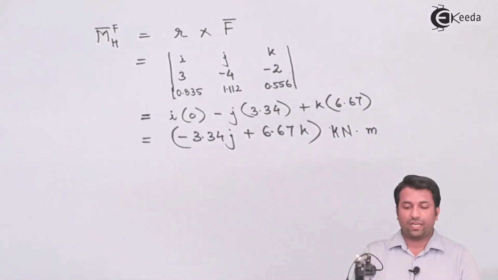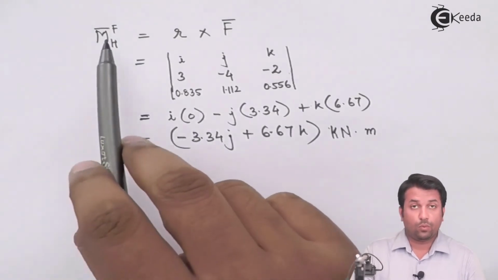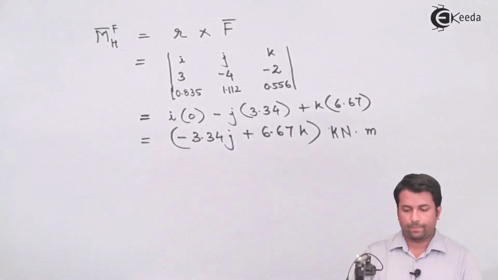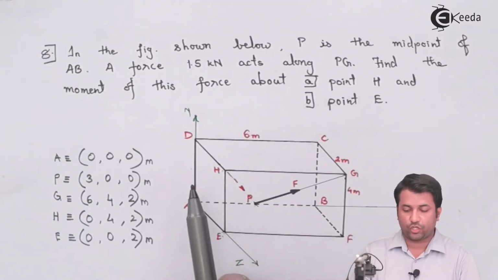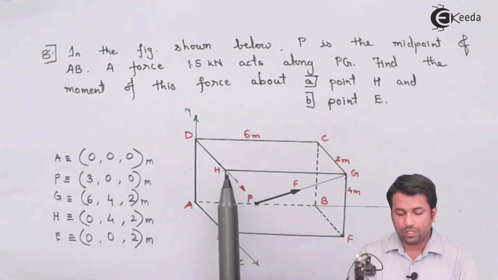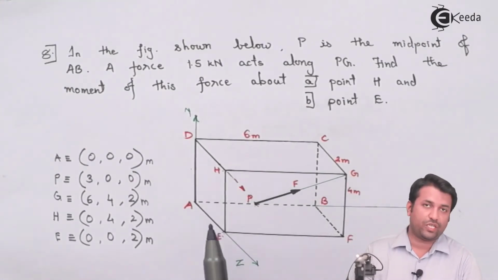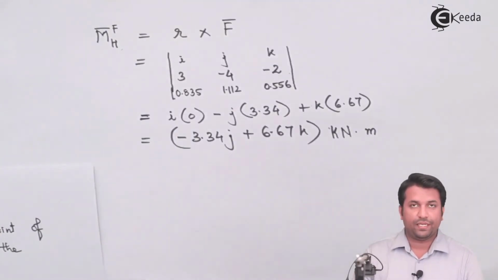So what I've done is I have found the moment vector for this force F with respect to point H. Now in this case I have taken the position vector HP. You can take HG and cross check the answer. You will get the same answer as over here.